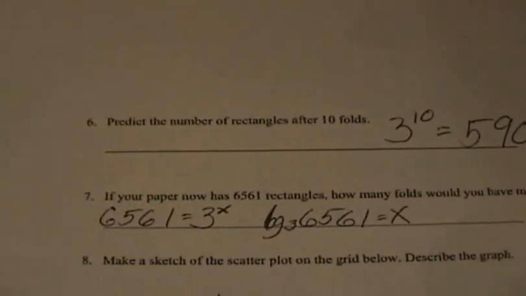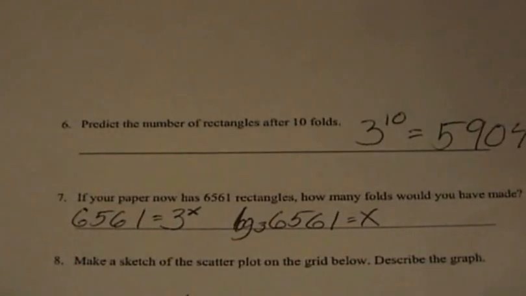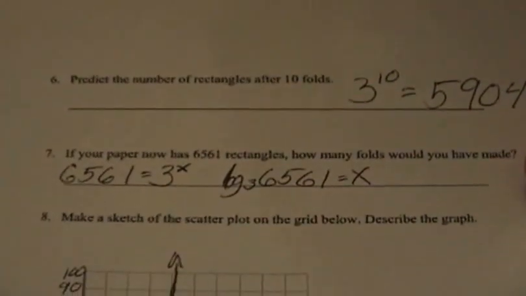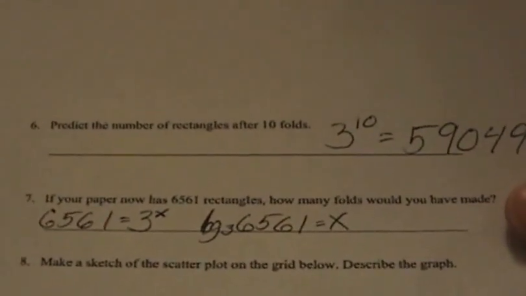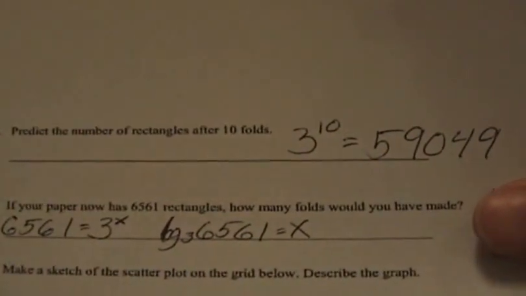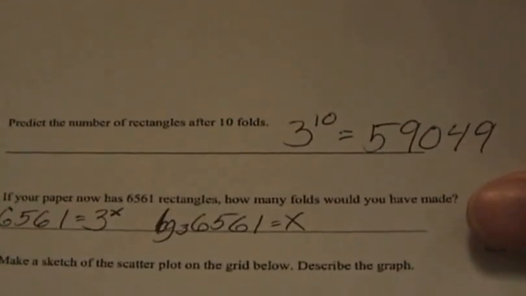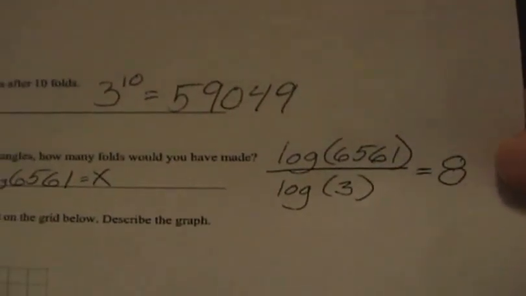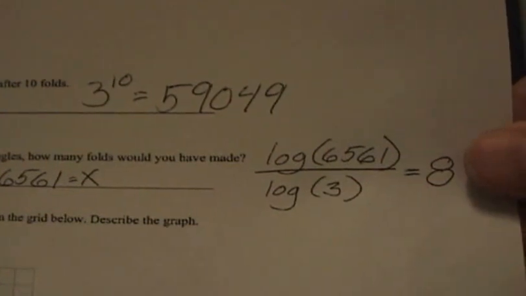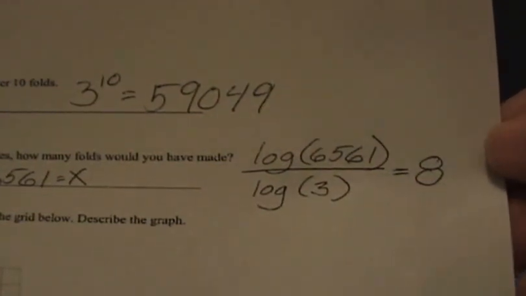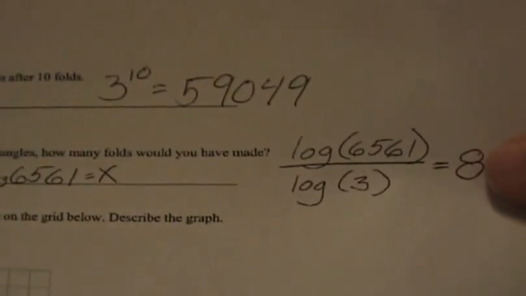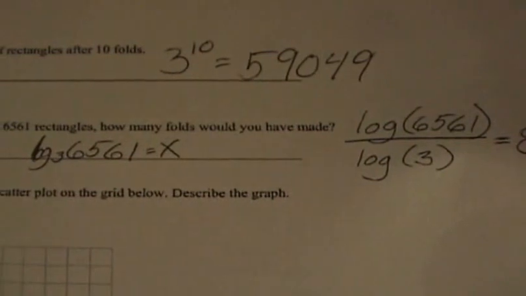If the paper now has 6,561 rectangles, how many folds would you have made? Okay, well, since we're trying to solve for the exponent, we have 6,561 is equal to 3 to the x. If we change that to a log base of 3 of 6,561, we can solve for x. Using the calculator, we have to enter it, because it's not a base 10, as log of 6561 over log of 3, and we would get 8. So at 8 folds, we would have 6,561 rectangles on our paper.